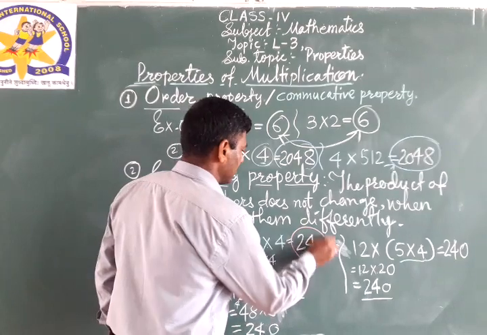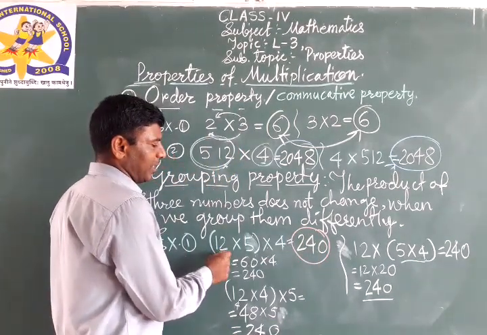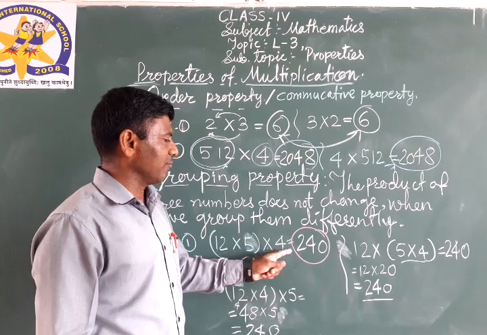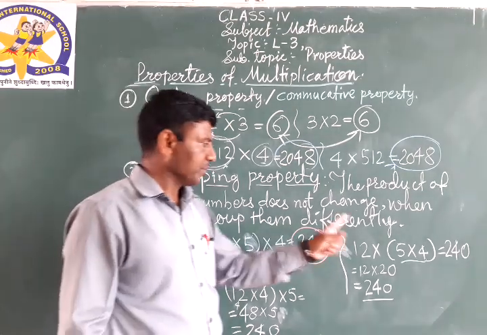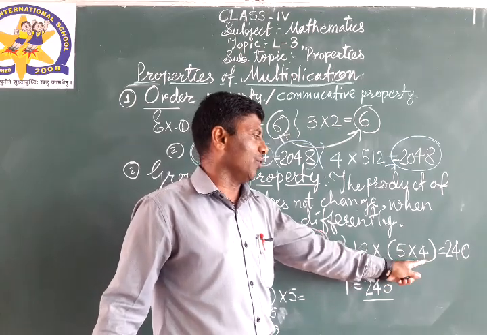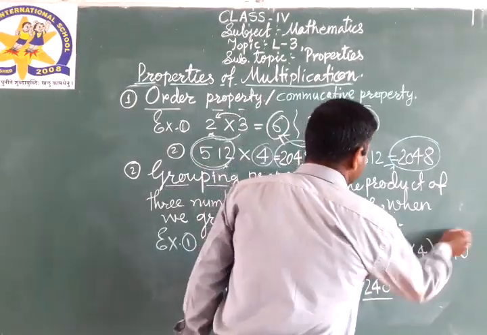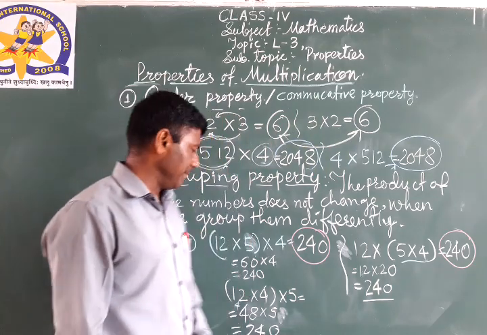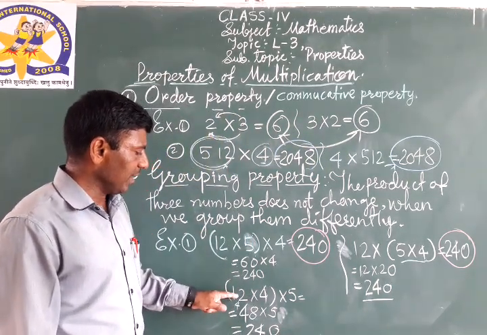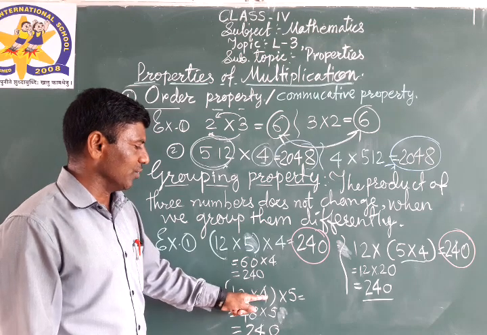on the product. In bracket 12 multiplied by 5, bracket complete, multiplied by 4, the product is 240. Here 12 multiplied by, in bracket 5 multiplied by 4, here also the product is 240. And here, third one, same example, 12 in bracket 12 multiplied by 4.